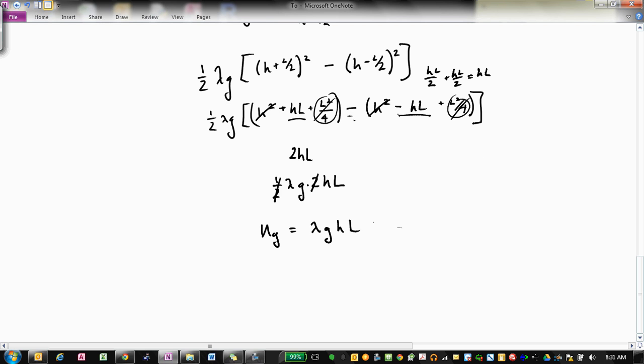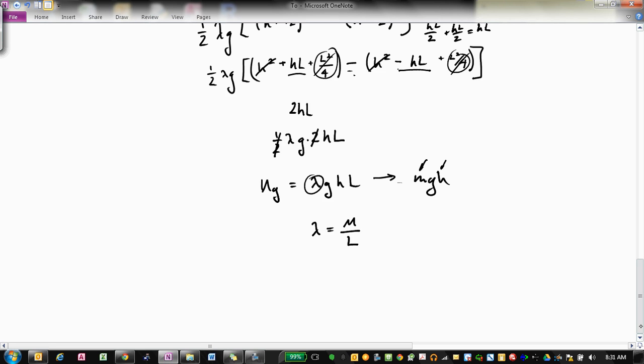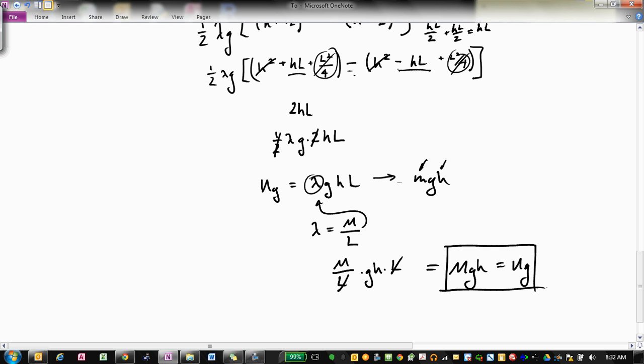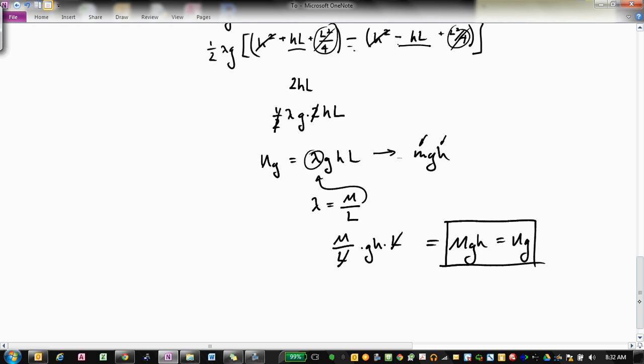We want to show that this is really just mgh, where h is the location of the center of mass and m is the mass of the whole thing. But remember, when we defined lambda as the mass of the rod over L, where L is the length of the rod, we can substitute this back in, m over L times g h times L. Cancel, cancel, so we get, great, mgh is the gravitational energy of this rod. Now formally defined, we've thought of all of the chunks of mass. We haven't made any hand-waving arguments, we've done the calculus to show this.